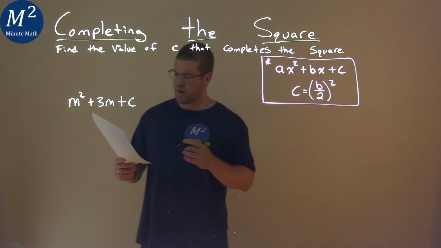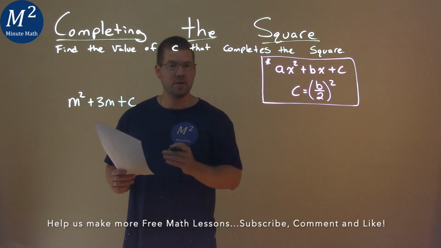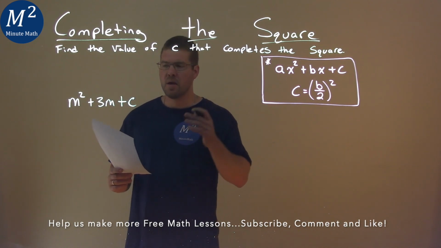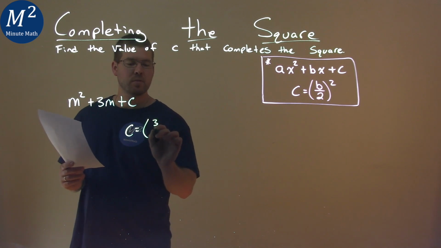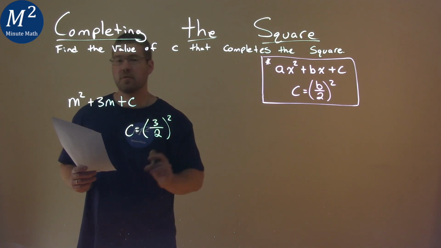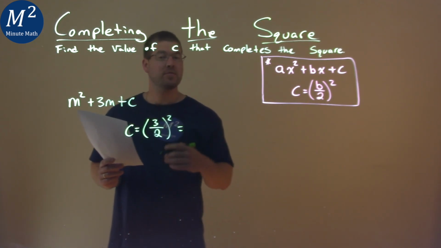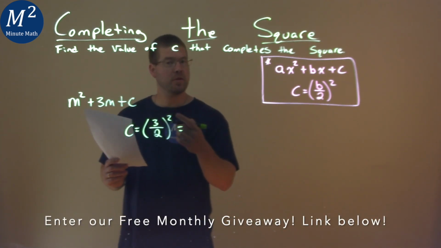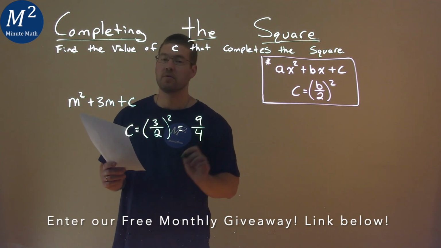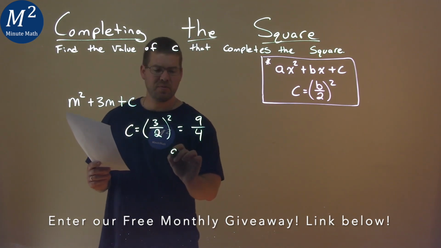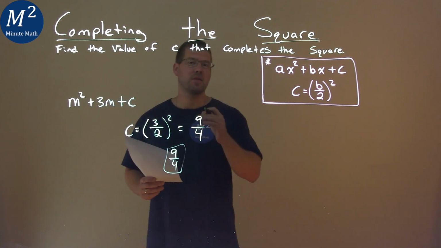We're given this problem right here, m squared plus 3m plus c, and we need to find the value of c that completes the square. Well, first thing, our formula says c is equal to our b value, which is 3, divided by 2, all squared. Well, 3/2 doesn't really simplify. So when we square that, we square the numerator and square the denominator. 3 squared is 9, and 2 squared, well, is 4. And so 9/4 is the c value here that completes the square.